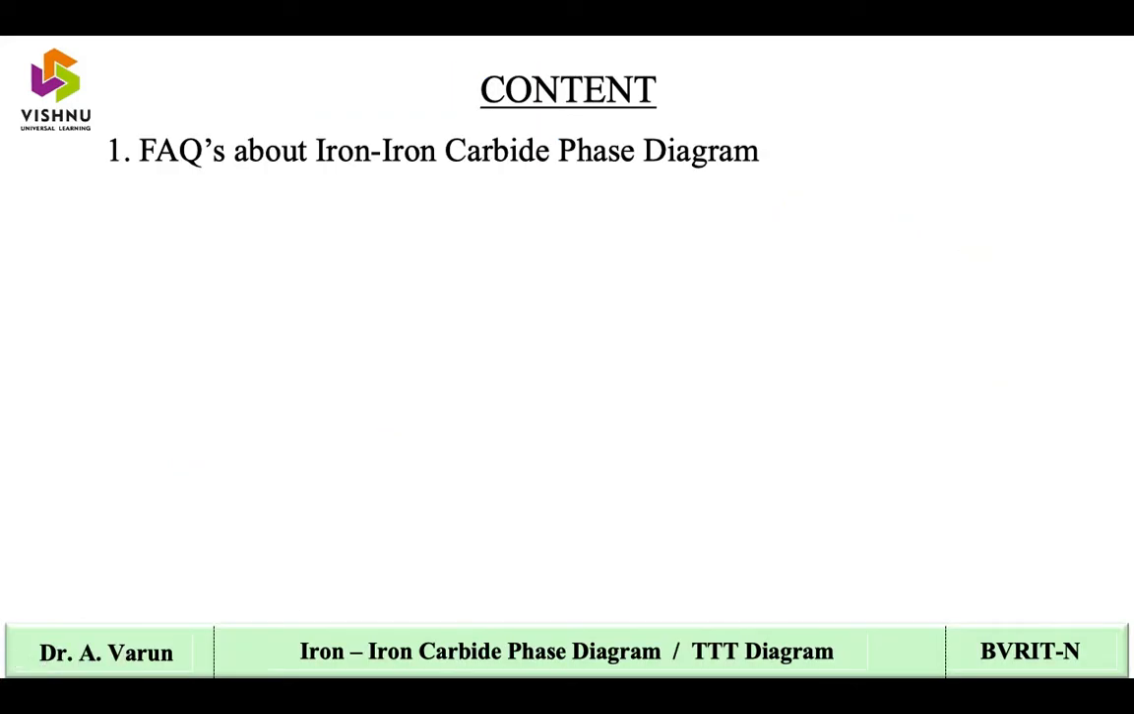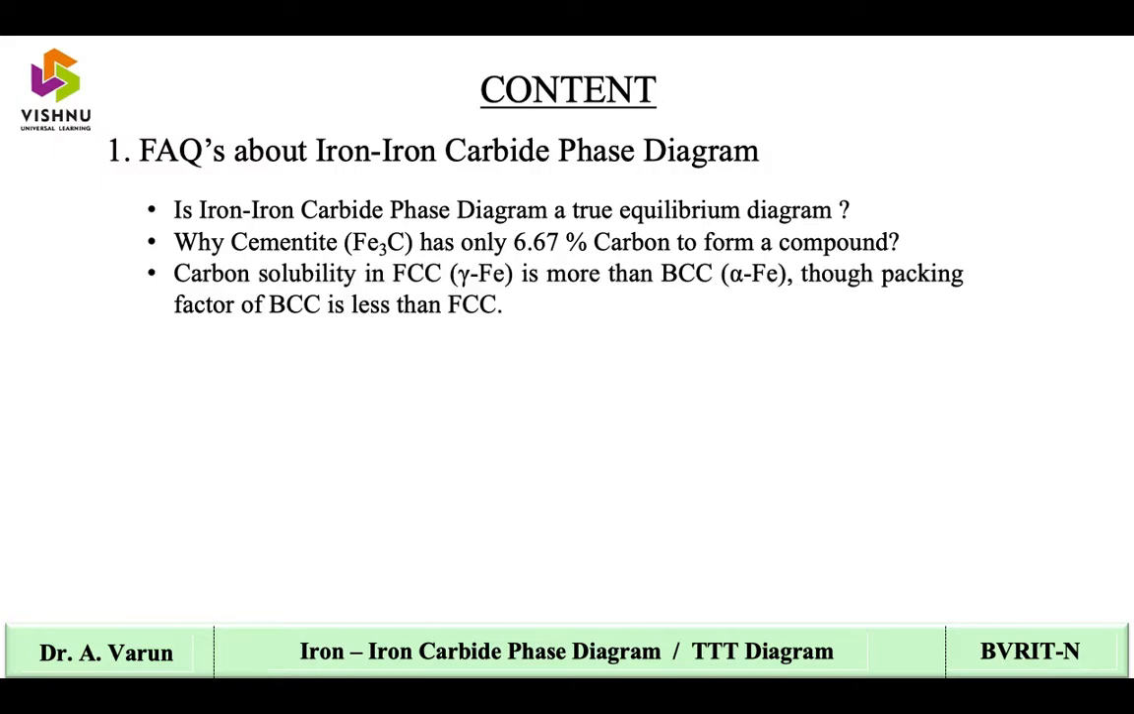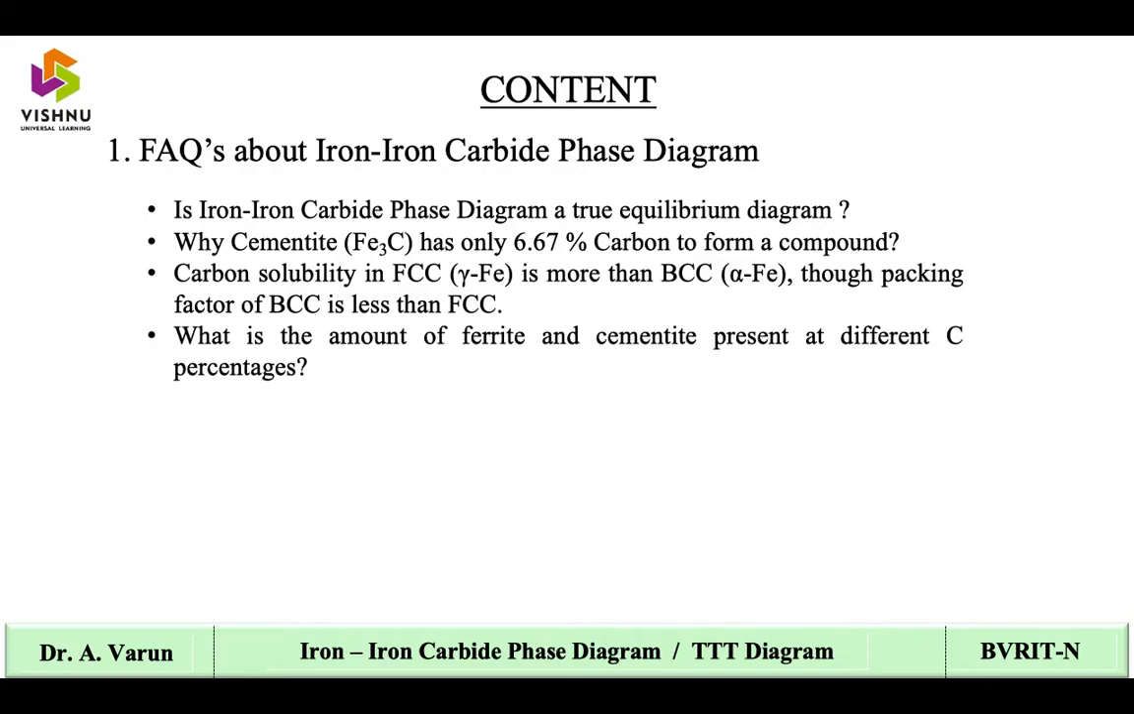So the main focus for this video is on a few frequently asked questions about iron and carbide phase diagram. First one, is iron carbide phase diagram a true equilibrium diagram? And why does cementite have only 6.69% of carbon to form a compound? The carbon solubility in FCC gamma iron is more than BCC alpha iron, though the packing factor of BCC is less than FCC. Why? And what is the amount of ferrite and cementite present at different carbon percentages? And what makes steel such an important engineering metal?